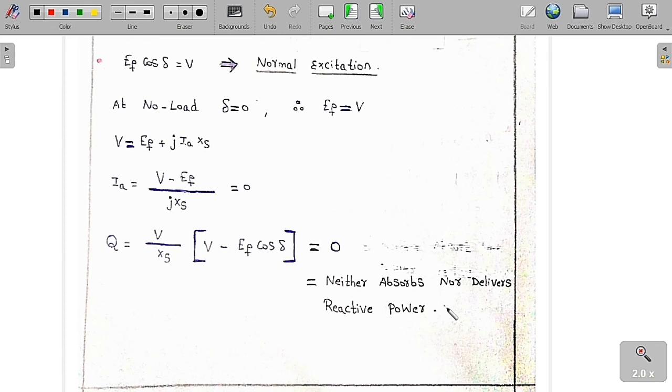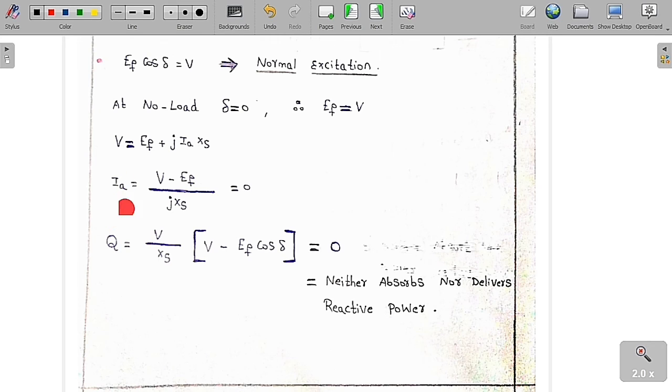So it is going to neither absorb nor deliver the reactive power. This is a very important point that you always need to keep in mind to understand the concept. So therefore it is going to neither absorb nor deliver the reactive power in this case.